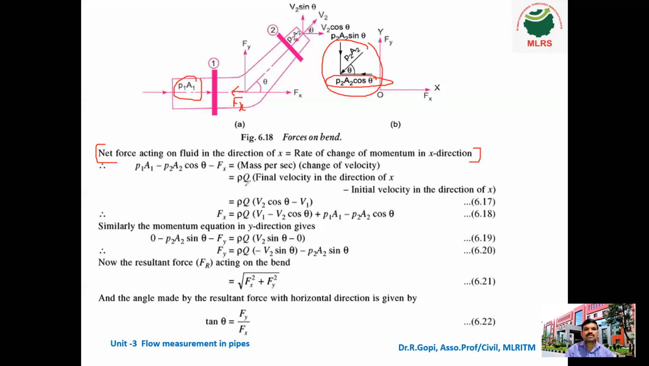How do we calculate mass? Mass per second is equal to density into discharge. Then the final velocity in the direction of x minus the initial velocity in the direction of x. So rho into Q into V2 cos theta minus V1. In this picture, V2 cos theta is the final velocity and V1 is the initial velocity.